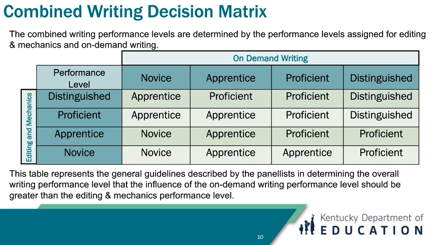The combined writing performance levels are determined by the performance levels assigned for editing and mechanics and on-demand writing. This combined writing decision matrix displays the general guidelines described by the panelists in determining the overall writing performance level. The on-demand writing performance level should be greater than the editing and mechanics performance level. For example, if a student achieves a performance level of apprentice in editing and mechanics and a proficient in on-demand writing, their final performance level would be proficient, with more influence being placed on their performance level in on-demand writing.